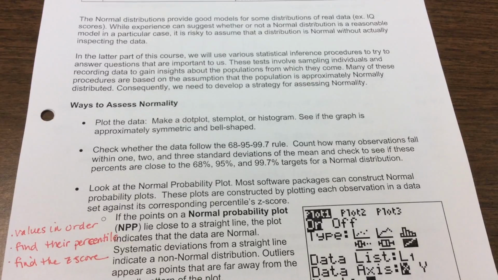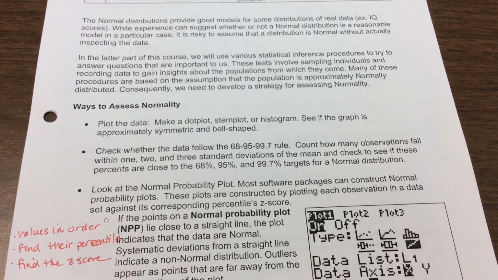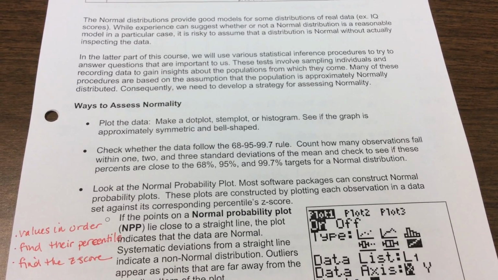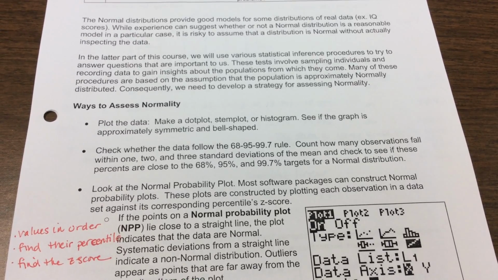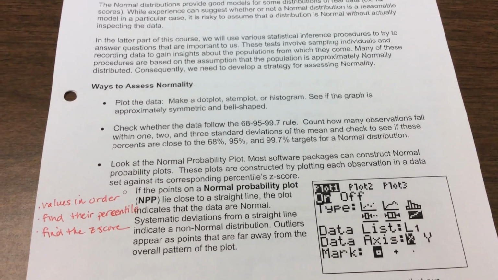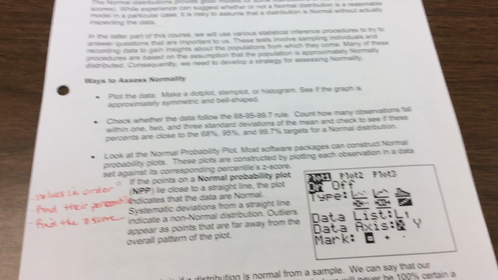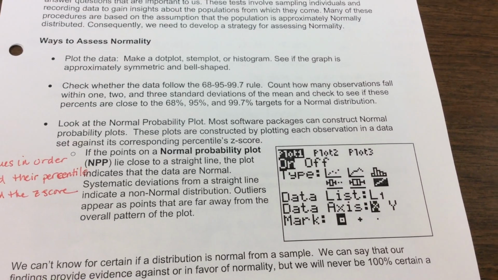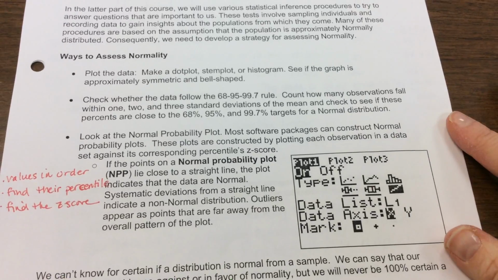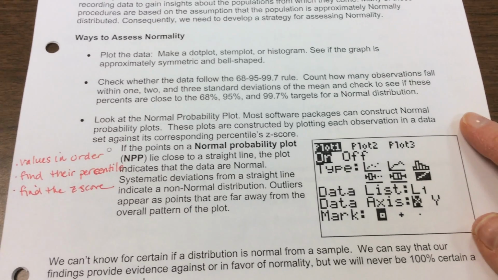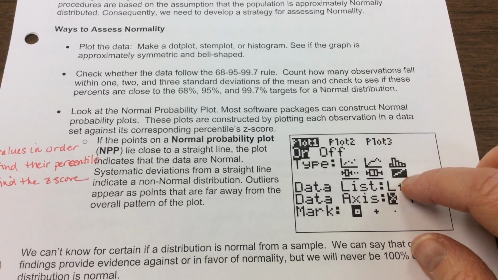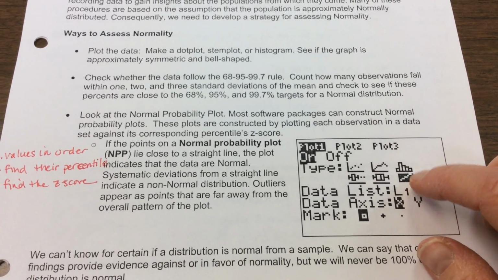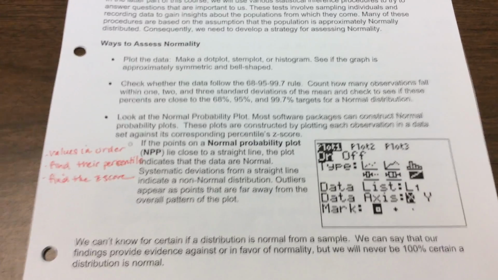The other way is that we're going to check to see if our data follow the 68, 95, 99.7 rule. We'll count the number of observations that fall into those categories. And then the last thing we're going to look at is the normal probability plot. I will show you how those are calculated if you're interested, but you don't really need to know that. It'll be the last graph option on the calculator.